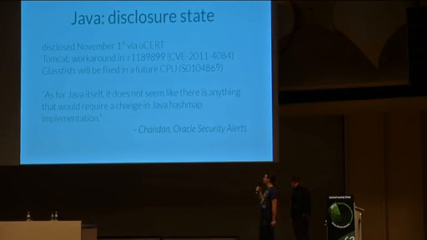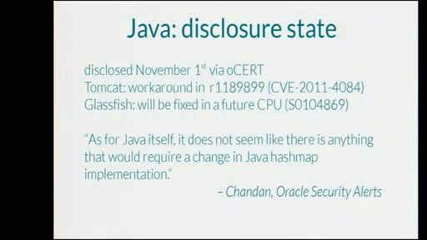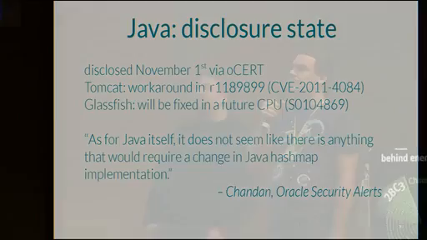As for the disclosure state, we disclosed that via oCERT as well, on the same November 1st. Tomcat actually has a workaround in their Subversion repository, and they published releases for that as well. That's in the latest releases, 7.0.23, I think, and 6.0.35 and 5.5.35, but I'm not sure if the last one is released already. They worked on that, and they have the same workaround, limiting the number of parameters.